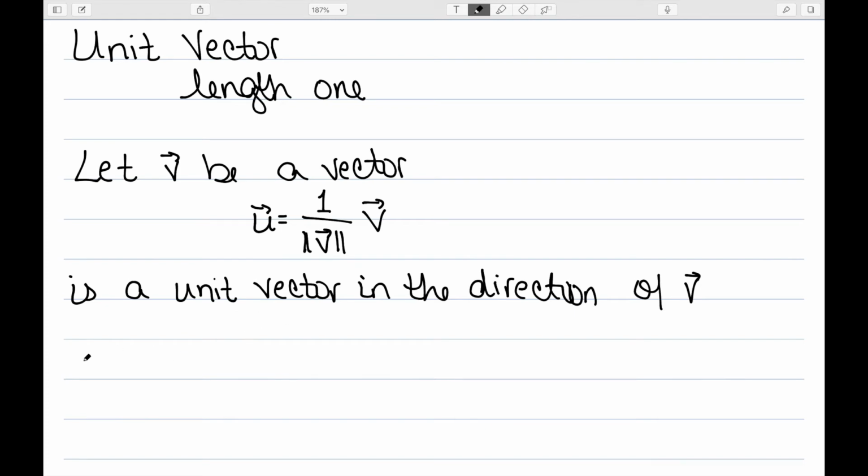So we know it's a unit vector since the length of u, since this 1 over the length of v is a scalar, we have the absolute value of that. It's always positive, so I don't have to worry about the absolute value, times the length of v, and then we can cancel that down to get 1. So we can build unit vectors in the same direction as a given vector by dividing by the length.